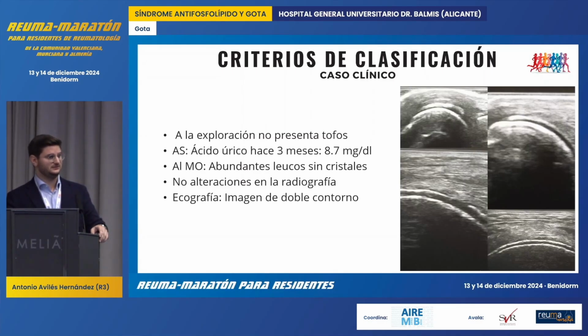On the radiographic level, we look at the emergency department X-ray, and it shows no abnormalities, but since we have access to ultrasound, an ultrasound is performed on the affected joint. And we see this image I'm pointing to here, where we first observe a hyperechoic line that corresponds to the bone cortex. And just above it, we see another hyperechoic image that would correspond to a double contour sign.